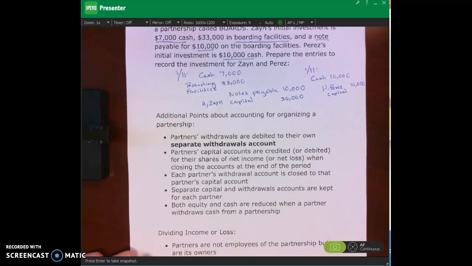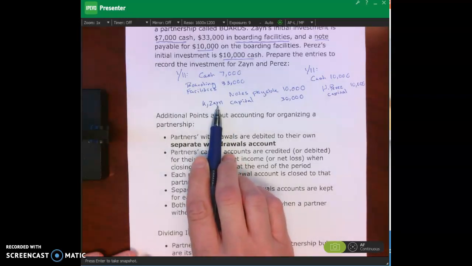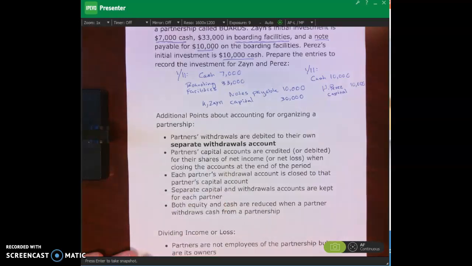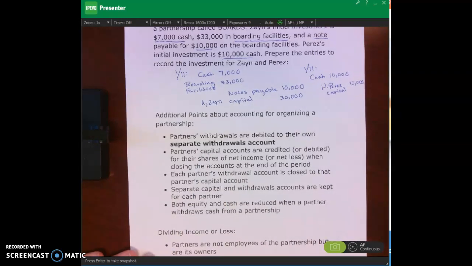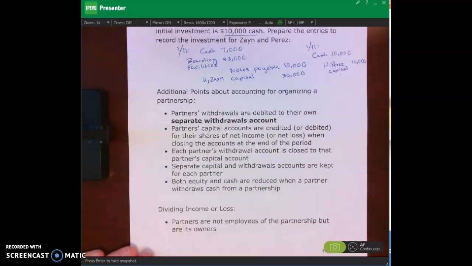Also, some additional points: I was saying that each partner is going to have his or her own capital account, but they'll also have a separate withdrawals account. And just like what we did in chapter 4, remember we did some closing journal entries? Let's think back about this because we do need to remember this.